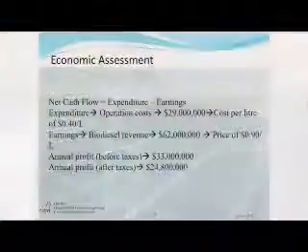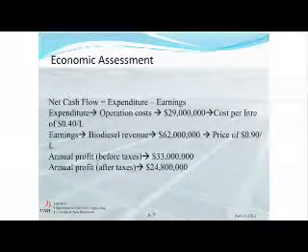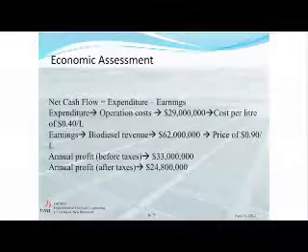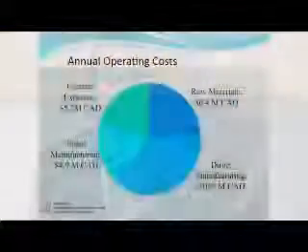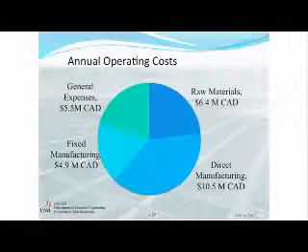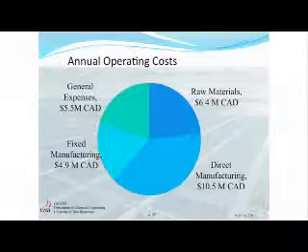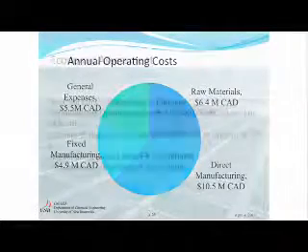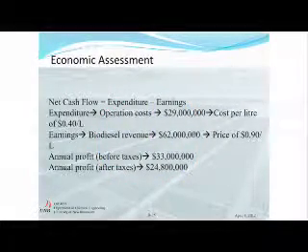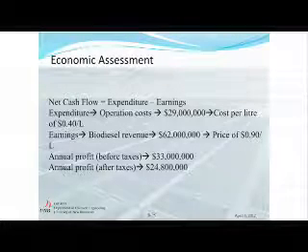So the net cash flow is expenditure minus earning. The operation cost for the proposed plant is $29 million, and the maximum revenue is $62 million. So the cost of production for each liter of biodiesel is 40 cents per liter, and the revenue is 90 cents per liter. So the annual profit before tax is $33 million, and the annual profit after tax is $24.8 million.